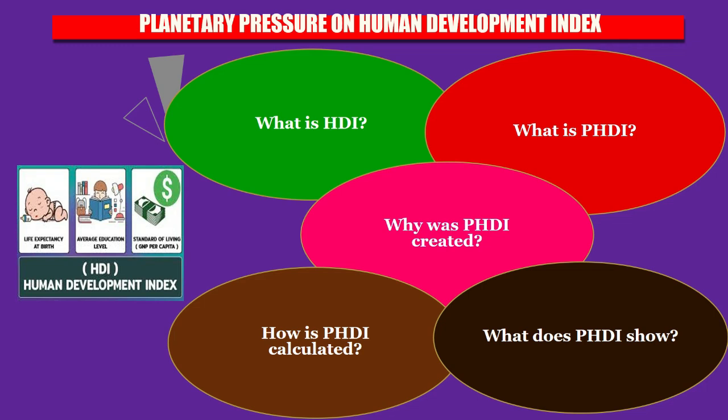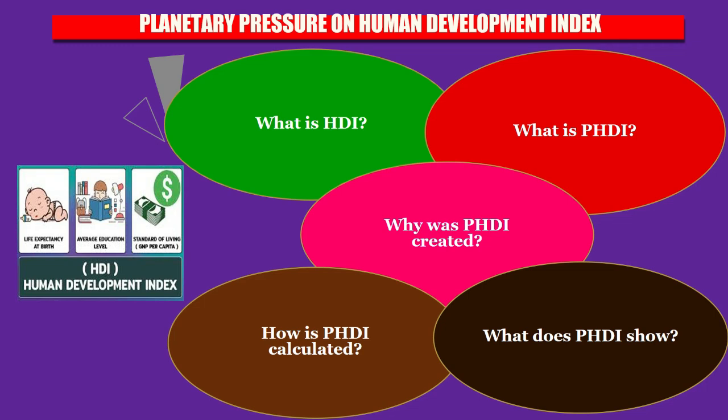What is PHDI? The PHDI is an experimental index that adjusts the HDI for planetary pressure, specifically considering a country's carbon dioxide emission and also material footprint. Why was PHDI created? It was developed to reflect concern about intergenerational inequality, similar to the inequality adjusted HDI. So it addresses intergenerational inequality.